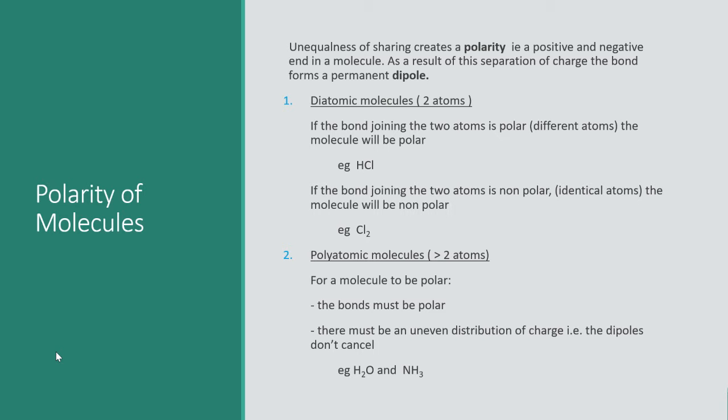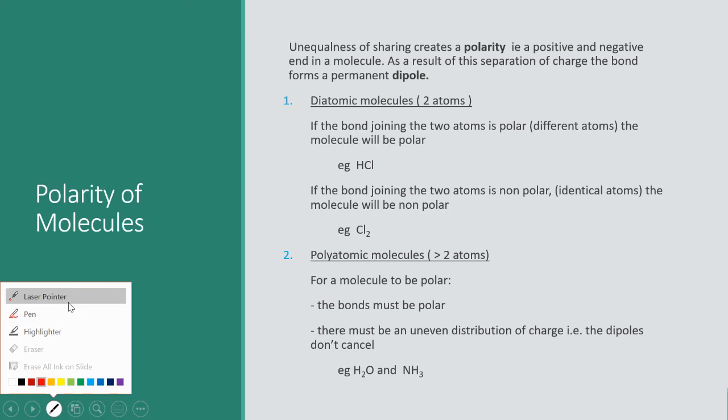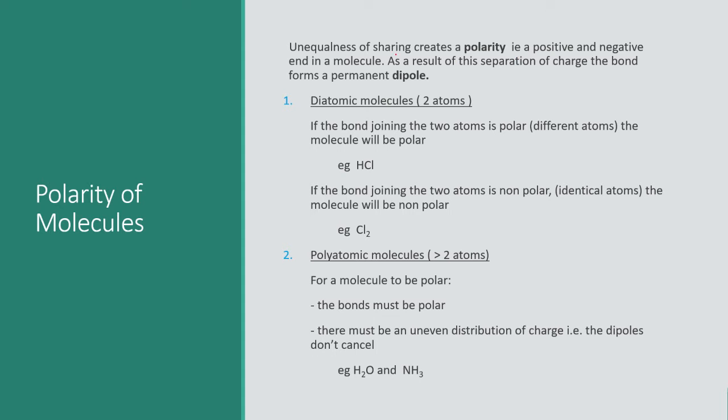Okay, so if there is unequal sharing in a covalent bond, then we get a polar bond and a dipole. The simplest type of molecule is a diatomic molecule, just two atoms. So we're just looking for whether the two atoms are different, like HCl. Then the molecule will be polar. If the atoms in a diatomic molecule are the same, then it will be nonpolar.